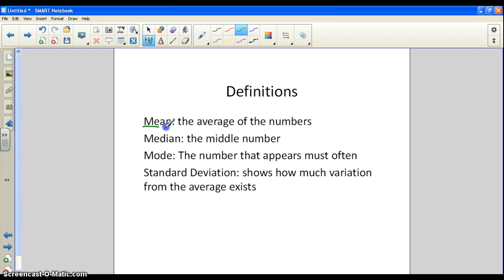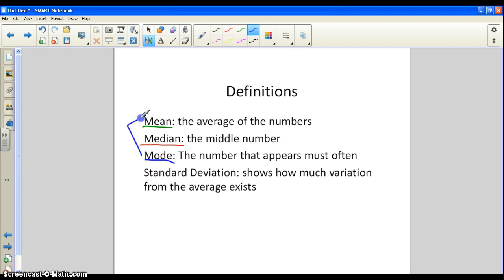So we have the mean, which is also known as the average. The mean is the average of the numbers that you have in your set. You take all your numbers and add them up and divide by the total number of numbers that you have. I'm sure you have seen mean or average before. Then we have median, and median is the number in the middle. When you're trying to find the median, you order the numbers from greatest to least and count to find the number that's in the middle of the set. And we'll see an example of this. And then mode. Mode is the number that appears most often in the set.